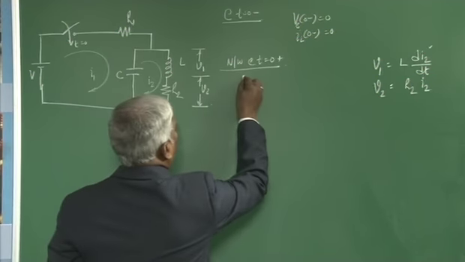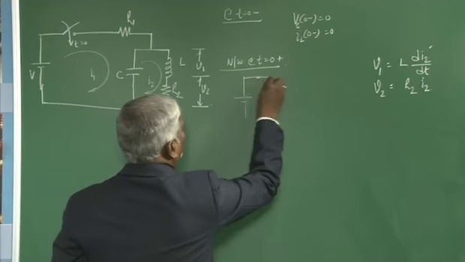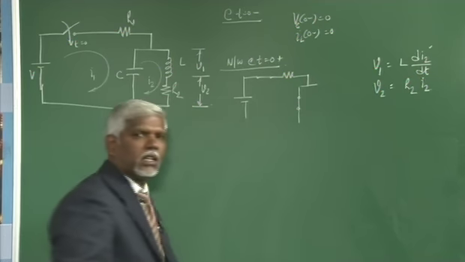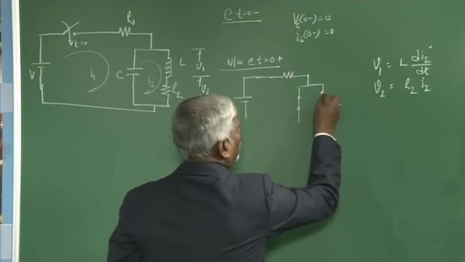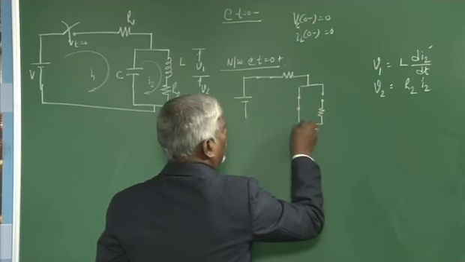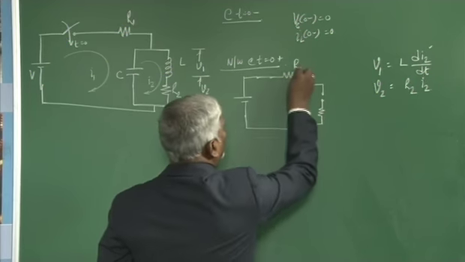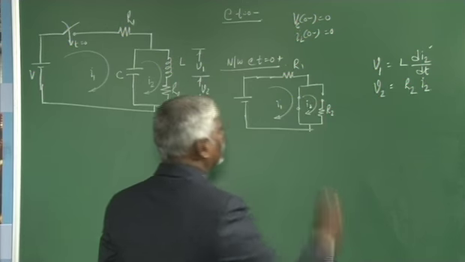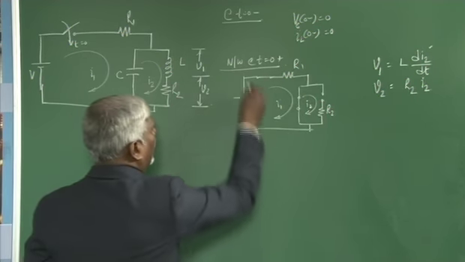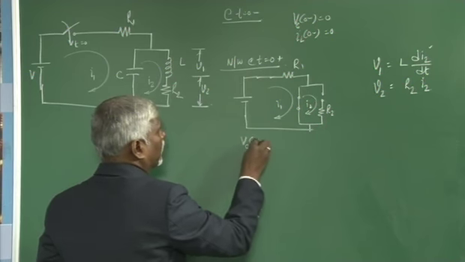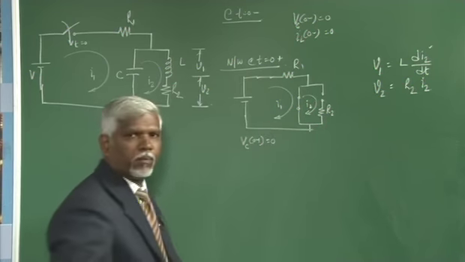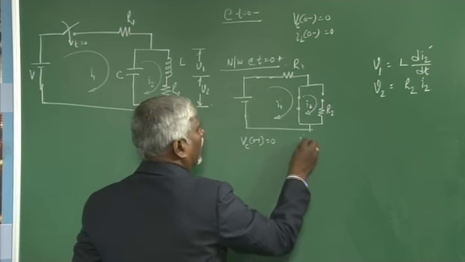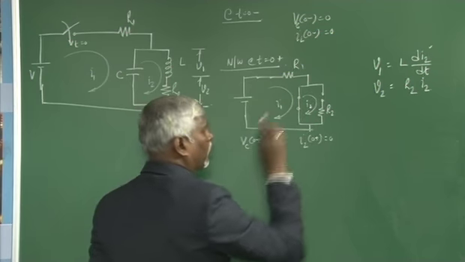So, for the network at t equal to 0 plus, the switch is closed, R behaves as R, there is no charge across the capacitor, so the capacitor acts as a short circuit as usual, and the inductor acts as an open circuit. So, this is R1, this is R2, the loop current I1, the loop current I2. What we can conclude is that the voltage across the capacitor at 0 plus is 0. The current through the inductor, in the loop I2, I2 at 0 plus is 0.